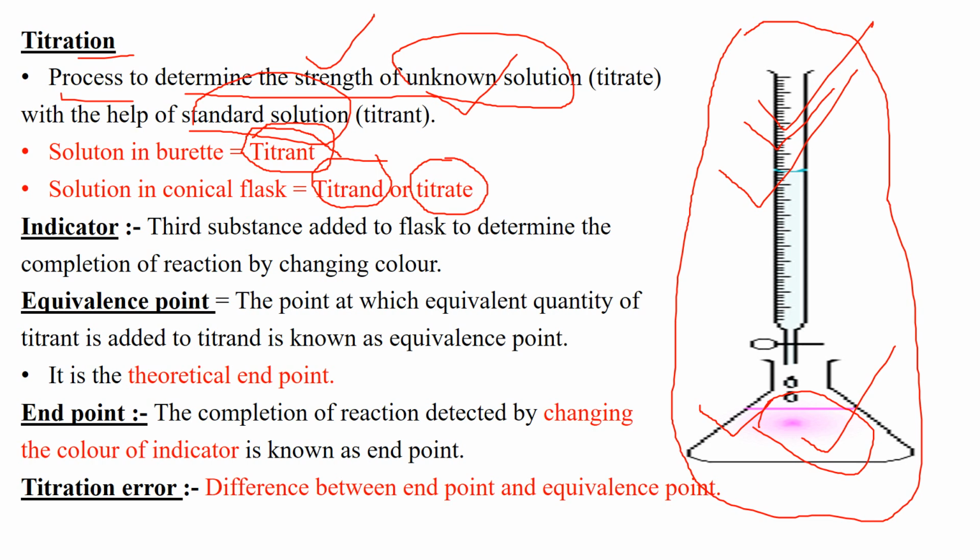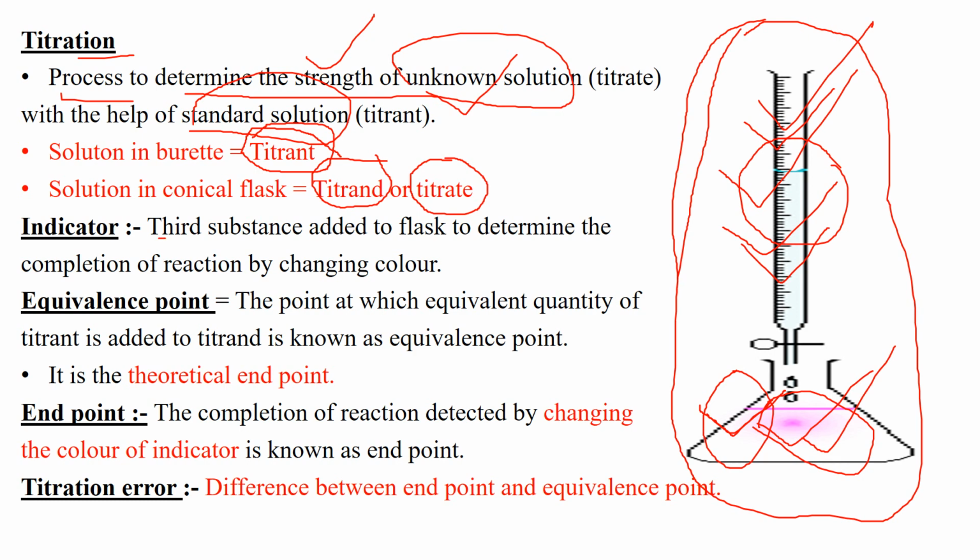The unknown solution means a solution whose strength is not known, and it is generally placed in the conical flask. And the solution whose concentration is known, that is the standard solution, is kept in the burette. But it is not obligatory. We could also change the arrangement, placing the unknown solution in the burette or in the conical flask.